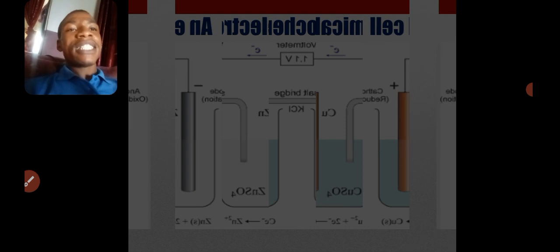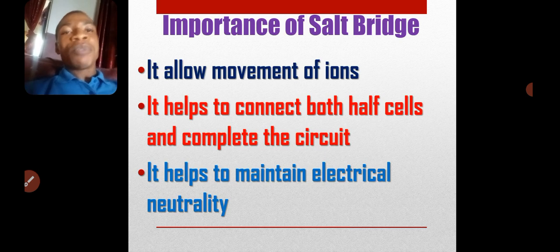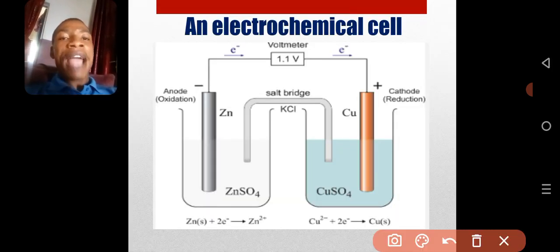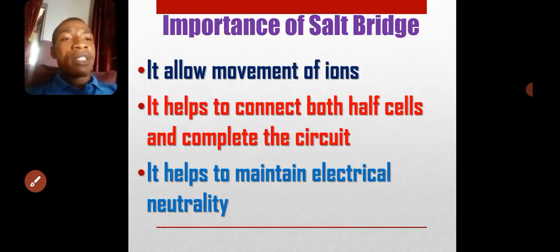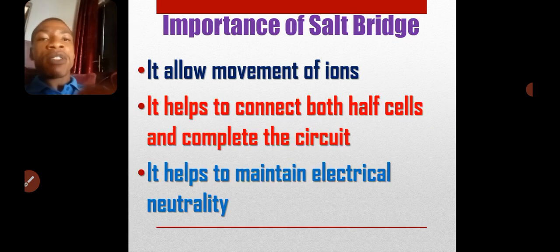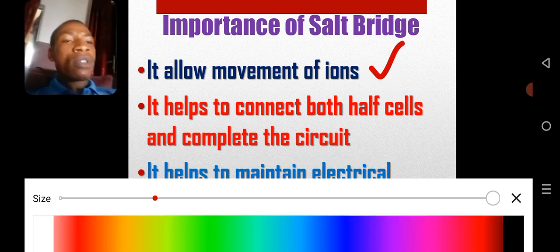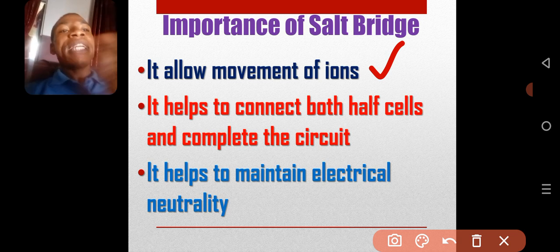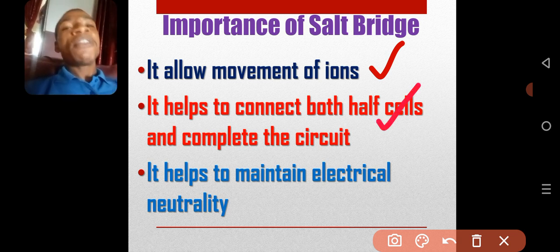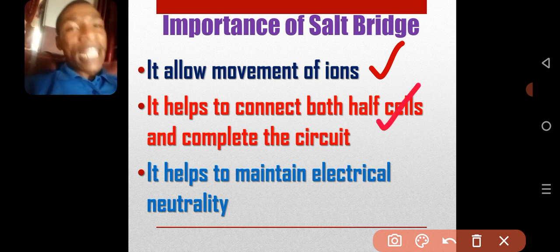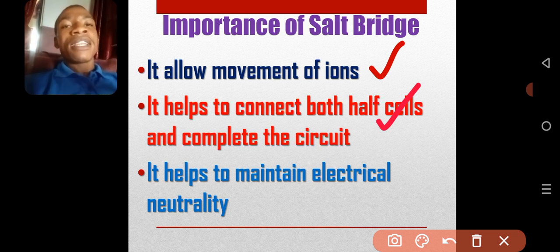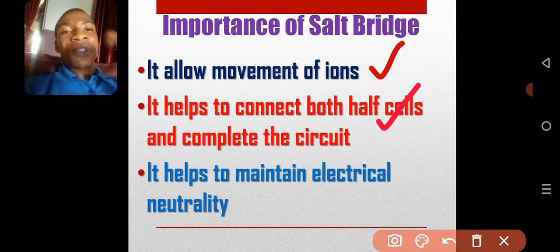So let us see the importance of the salt bridge, the usefulness of salt bridge. Number one, it allows the movement of ions between the two half cells. Number two, it helps to connect both half cells and prevent the two solutions from mixing together.